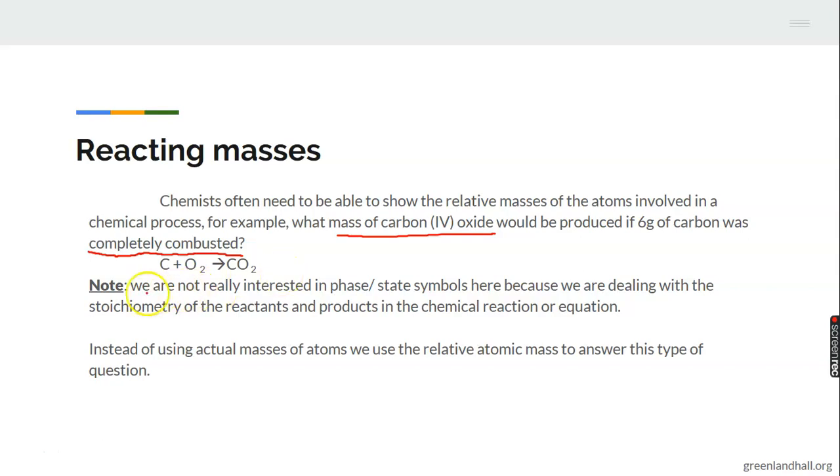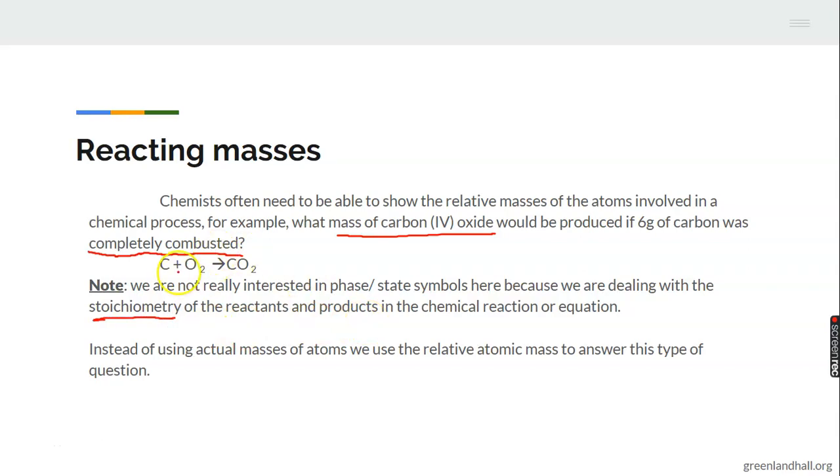So note here, we are not really interested in state symbols here because we are dealing with what? The stoichiometry of the reactants and products in the chemical reaction or equation. What stoichiometry means is that we just want to know the quantity, we want to calculate the quantity being used.